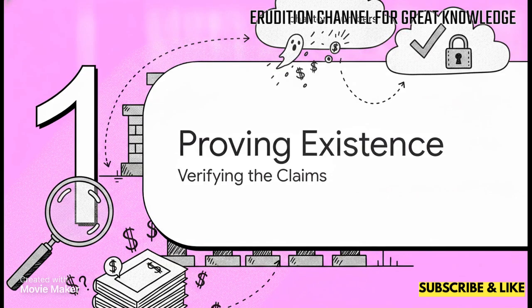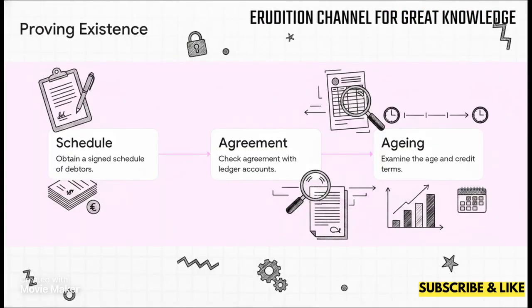Let's kick things off with Step 1, proving existence. So the auditor first has to prove these debts aren't just phantom numbers pulled out of thin air. They don't just take management's word for it. Instead, they demand a schedule of debtors duly signed by a responsible officer. Then, they roll up their sleeves and check how those balances agree with individual ledger accounts.